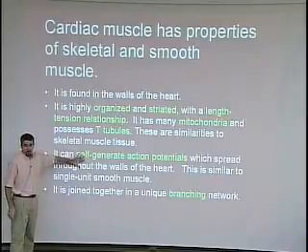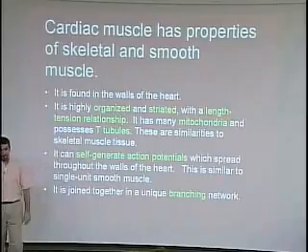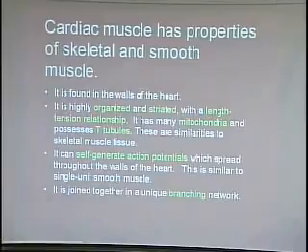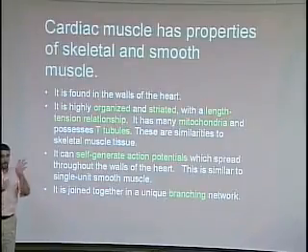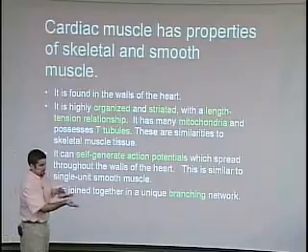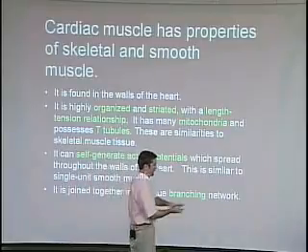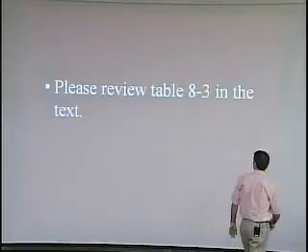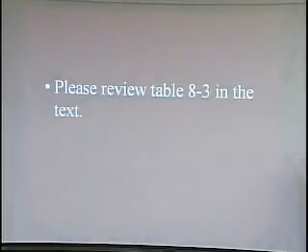However, like smooth muscle, it can self-generate its own action potentials, which is unlike skeletal muscle. It has a branching network. It's kind of like how smooth muscle veers off all over the place. This one's a little more organized, but it actually just branches. It's like a basket, sort of like basket weaving. So take a look at that table that I have indicated there. That's it.